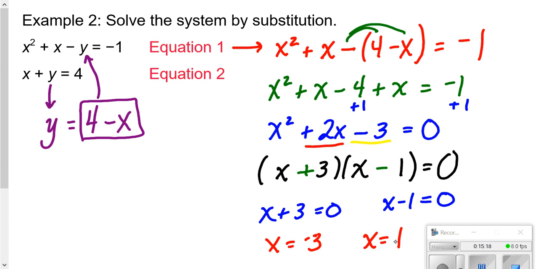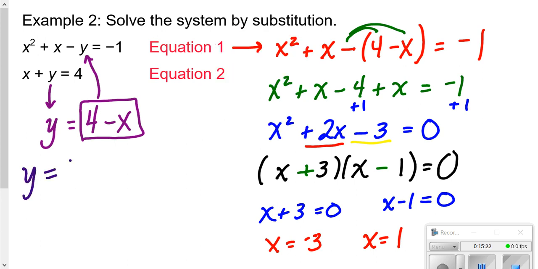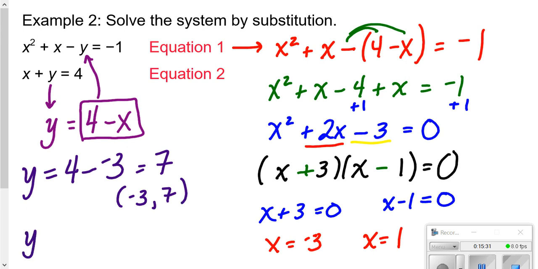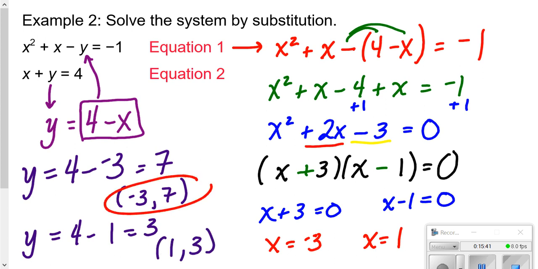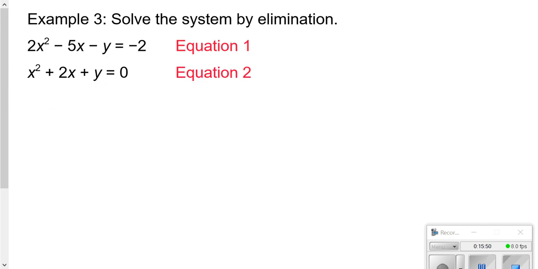I'll come back over to the purple writing, and you'll see that y has to be 4 minus my x value. So if x is negative 3, y comes out as 7. Y is 4 minus my x value, so if x is 1, y turns out to be 3. So the two places where these graphs would cross are at the locations I just circled in red. That's doing that with substitution.